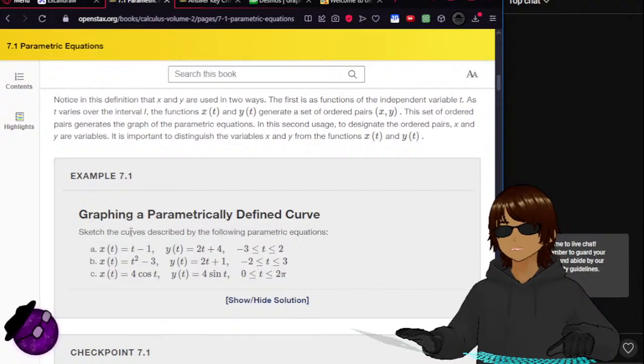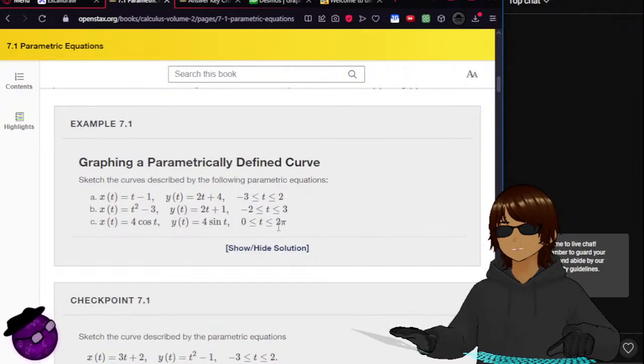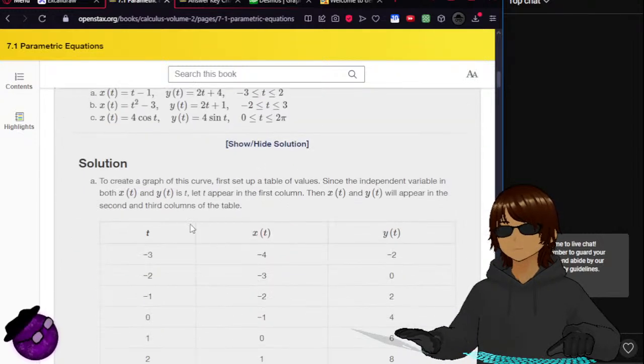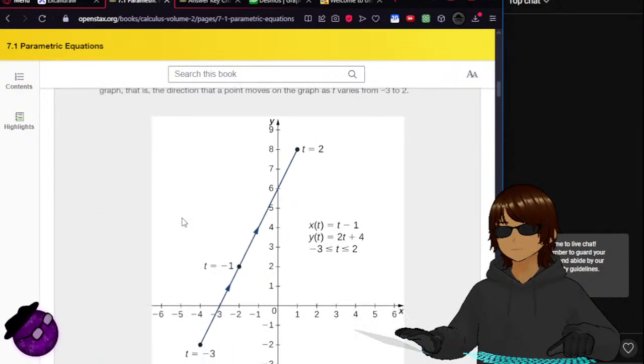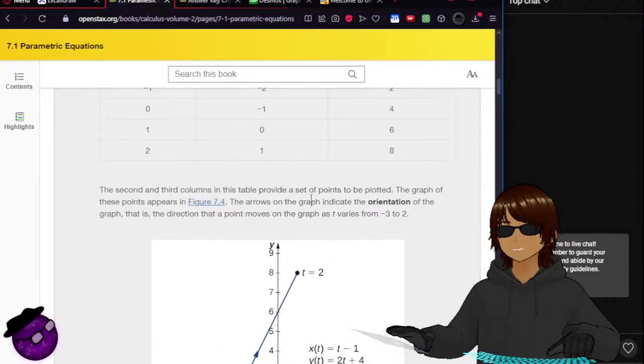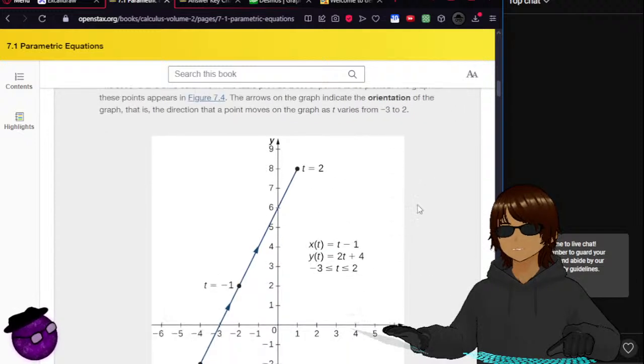Graphing a parametrically defined curve. Sketch the curves described by the following parametric equations. To create a graph of this curve, first set up a table of values. Since the independent variable in both x(t) and y(t) is t, let t appear in the first column, then x(t) and y(t) will appear in the second and third columns of the table. So this is what the graph looks like. The arrows on the graph indicate the orientation of the graph, that is the direction that a point moves on the graph as t varies from -3 to 2.